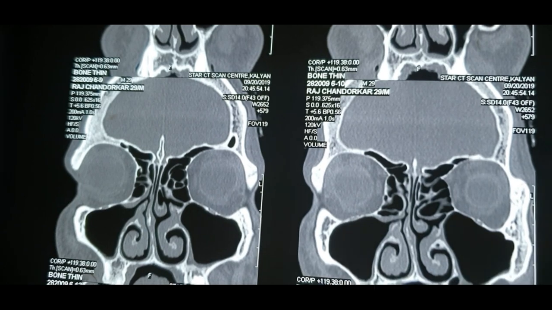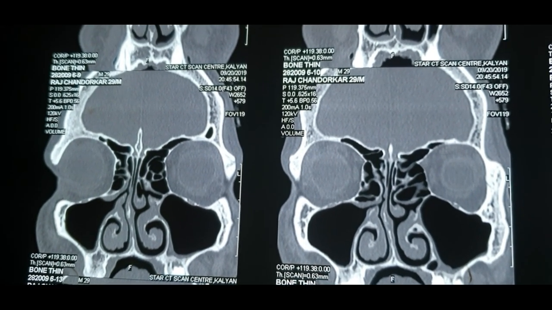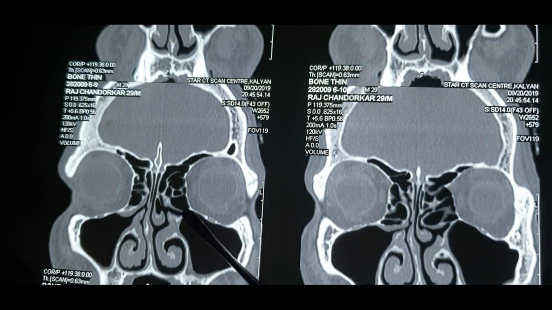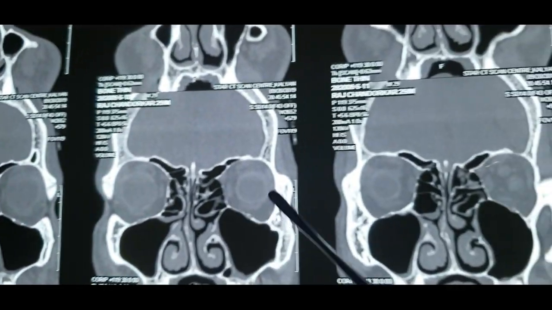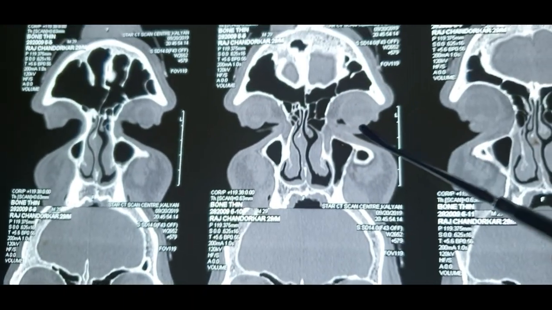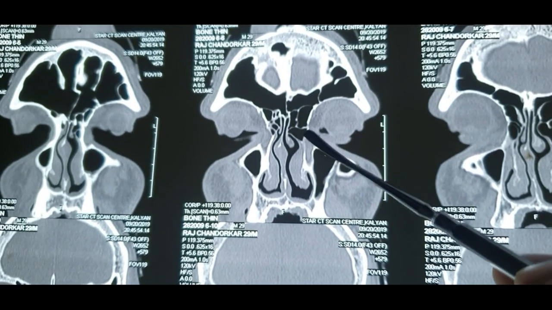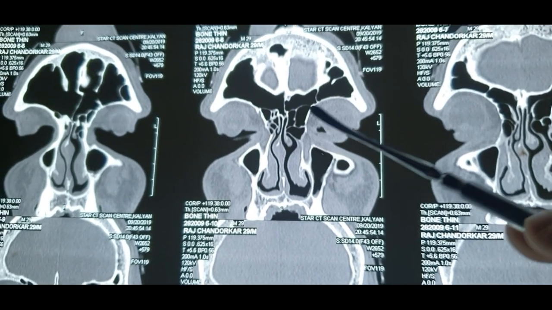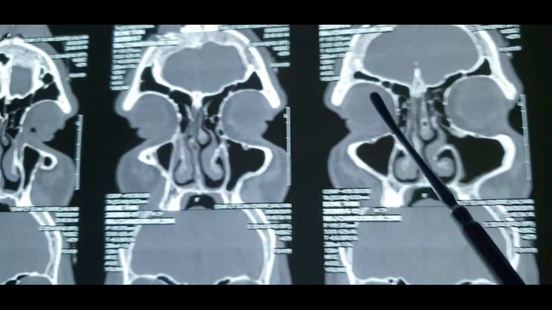This comes as a short note for the residents in your semester exams, the university exam. So you have to be thoroughly well versed with the anatomy of the osteomeatal unit. Basically, we wind up the maxillary sinus, the osteomeatal unit, the nasolacrimal duct system, the agger nasi, the bulla ethmoidalis, the frontal recess, and the lamina papyracea's relation to the bulla ethmoidalis.